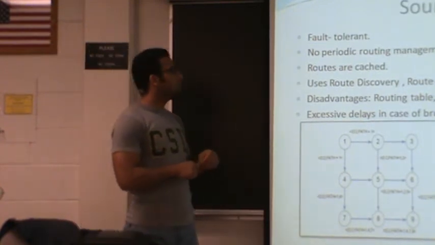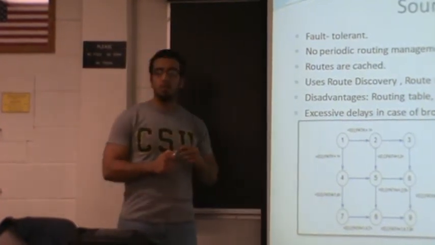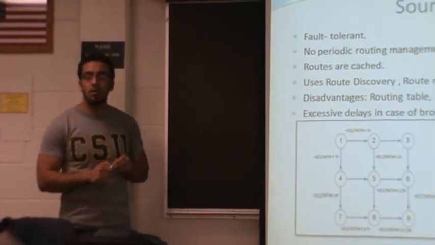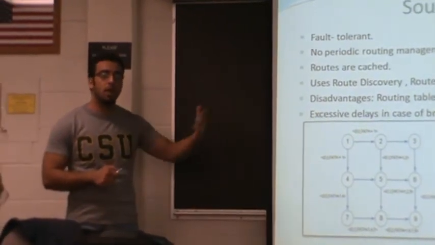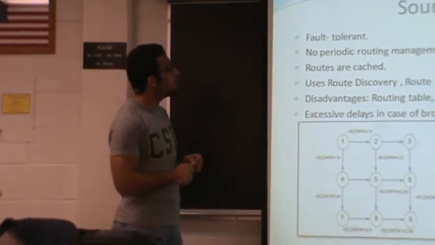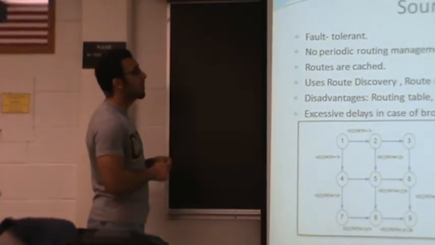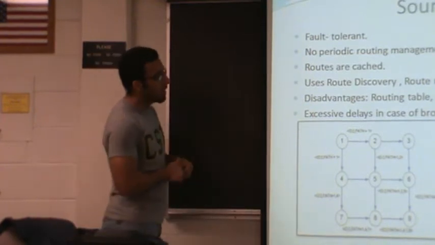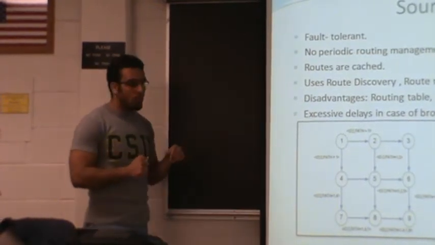And also, routes are cached, which means that once we figure out the route, we can cache it for a specific period of time so we can use it in the future. This will minimize the overhead. Source routing uses a route discovery and route maintenance protocol. And what we mean by that, an example will tell us.